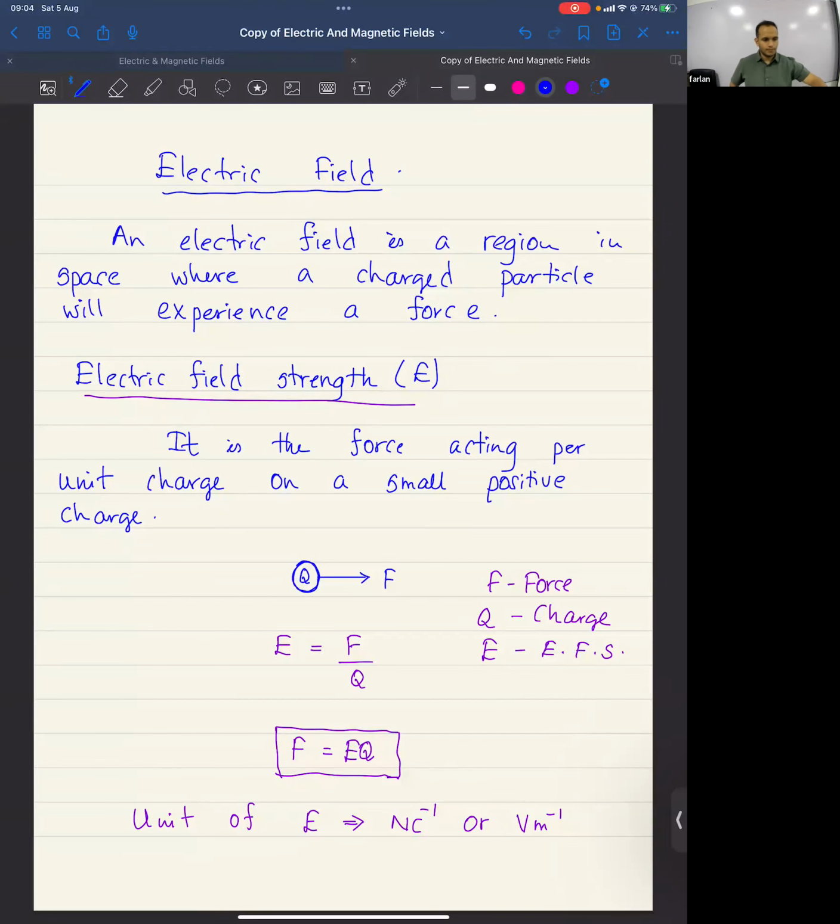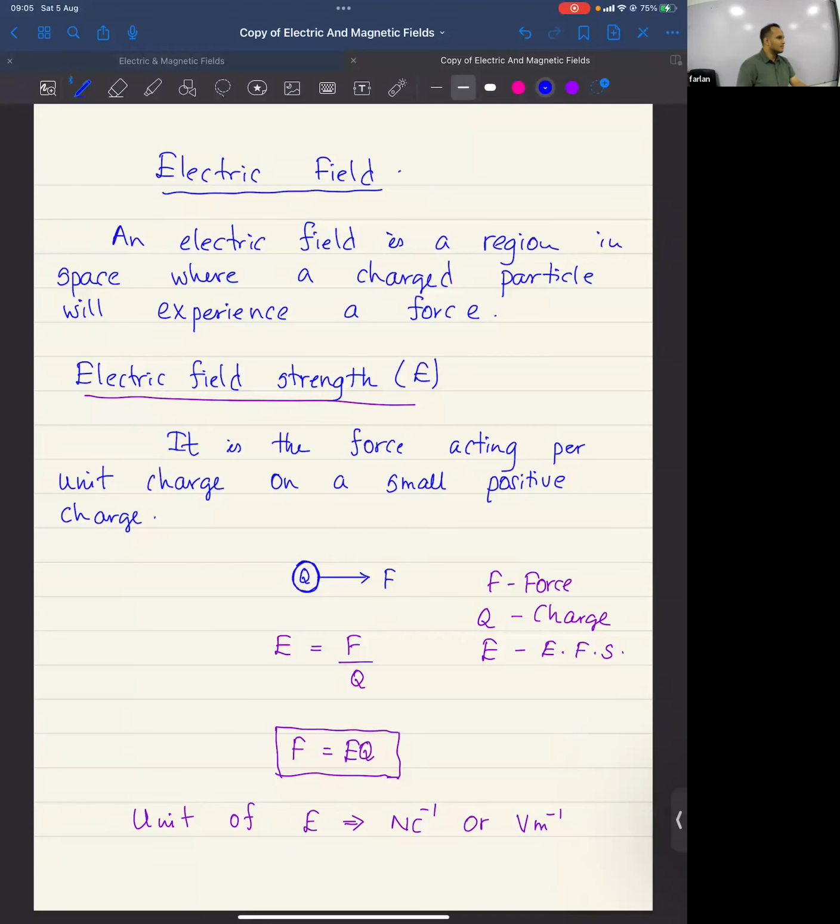So, what is an electric field? It is a region in space where a charged particle will experience a force. Simply, if I keep a charge at this point, and if it experiences a force, that means there is an electric field around. If it doesn't experience a force, there is no electric field. An electric field is a region in space where a charged particle will experience a force.